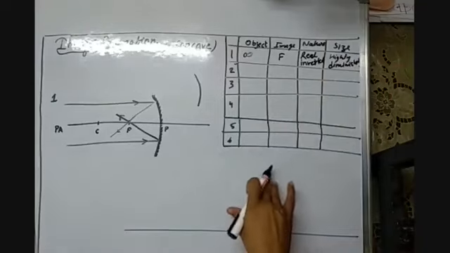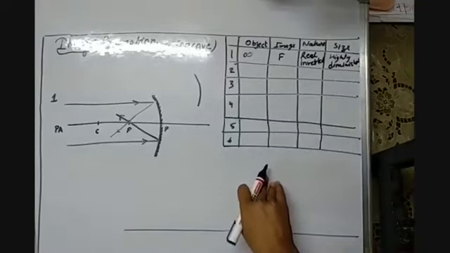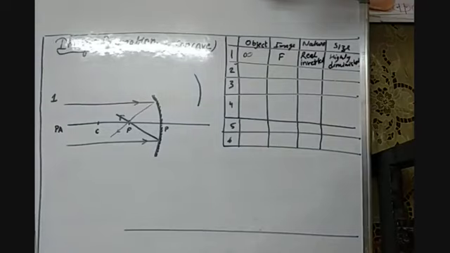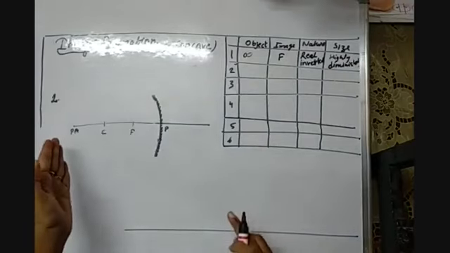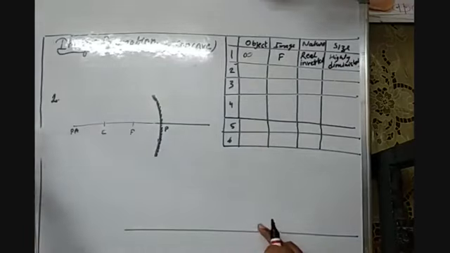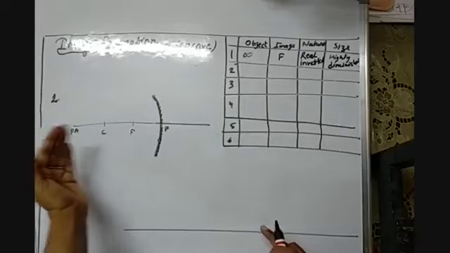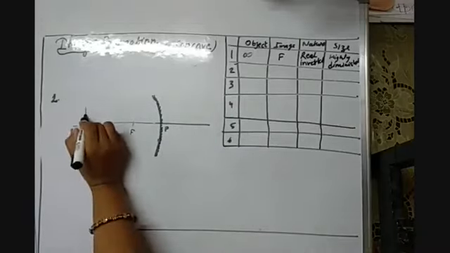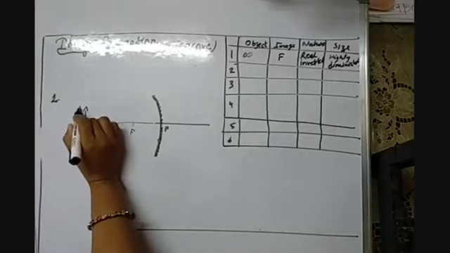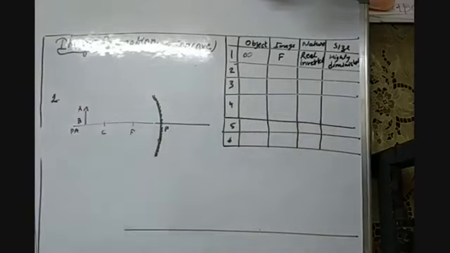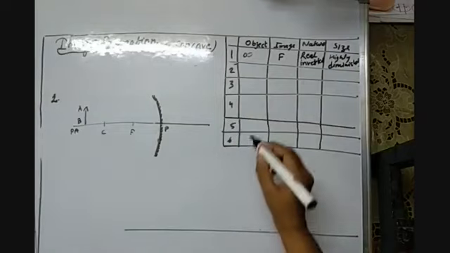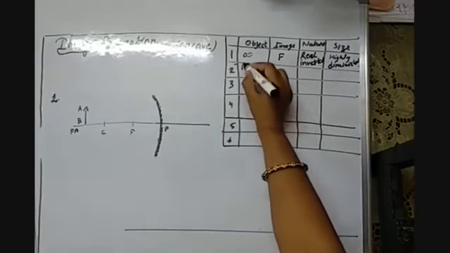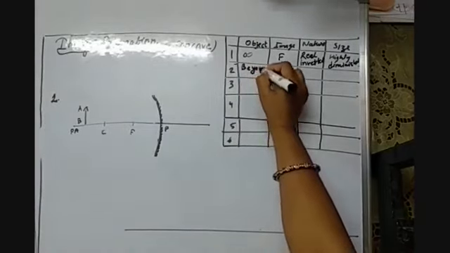So this is our first case. Now let us move on to the second case of image formation. Let us move the object from infinity towards the spherical mirror, and let us place the object here beyond AB, beyond C, that is the center of curvature. So we have to write here: beyond C we have placed the object.